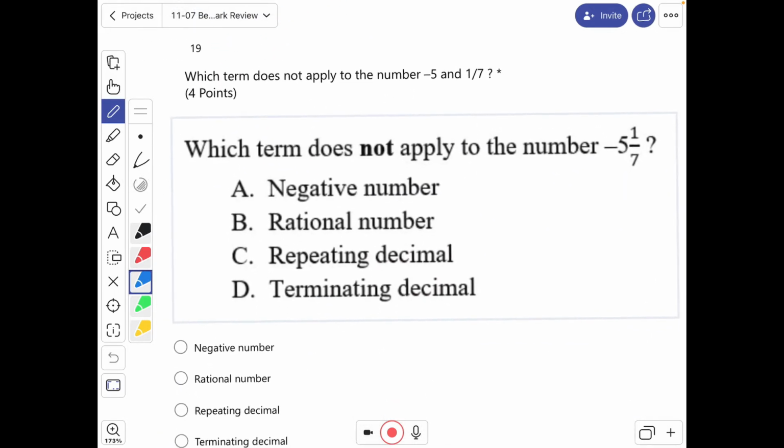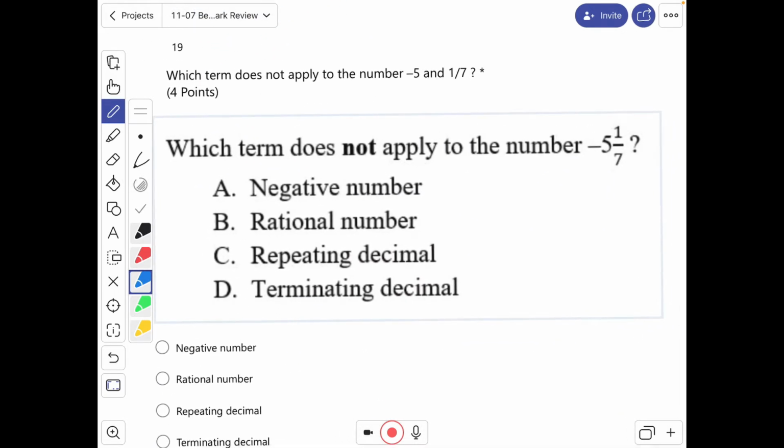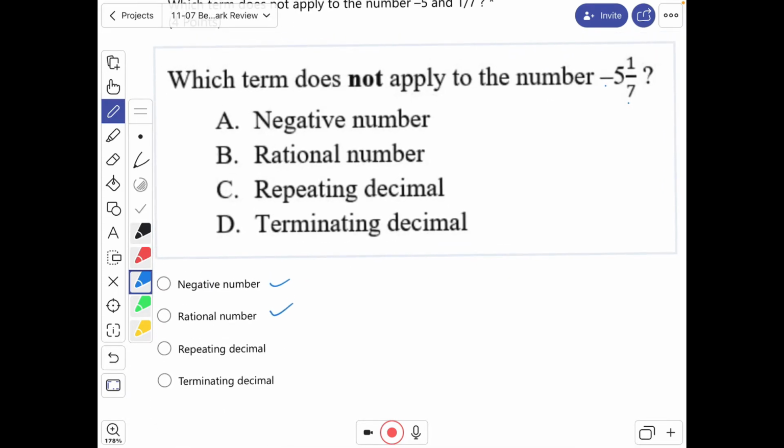Number 19. Which term does not apply to the number negative 5 and 1/7? Negative 5 and 1/7. Well, it is a negative number because there's a negative sign. There's a fraction. That makes it rational. Is it repeating? I don't know. I have to divide, just dividing the fraction part. I don't want to mess with the whole number.